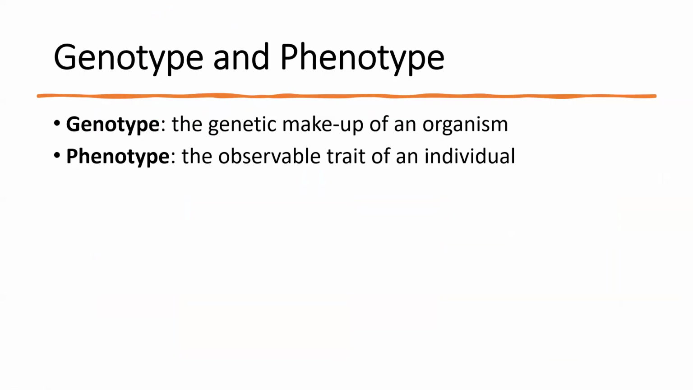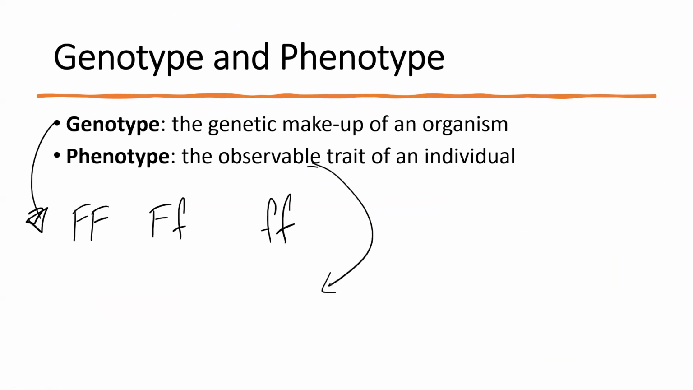So once again, let's use something different. Let's say we use the freckle example. The genotype would be, are you big F, big F, small f, or small f, small f? What is your genetic makeup? The phenotype would be the manifestation of the genotype. It will be the appearance of the individual.